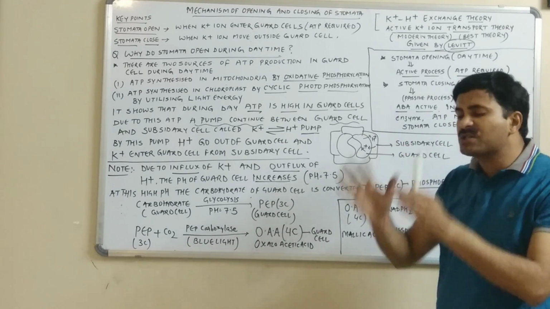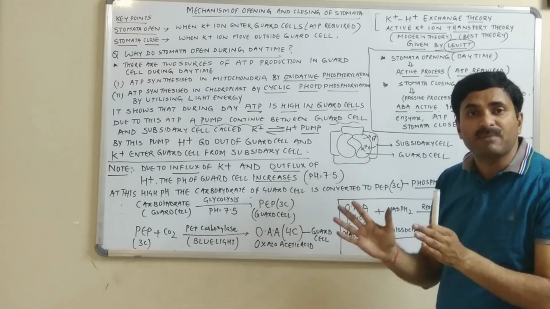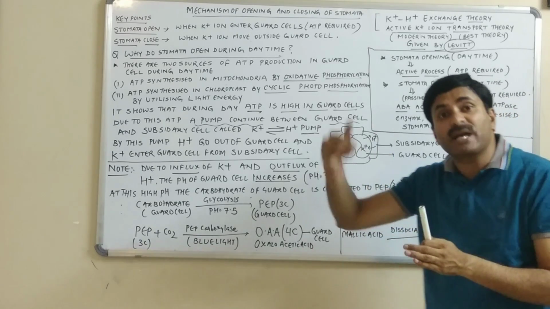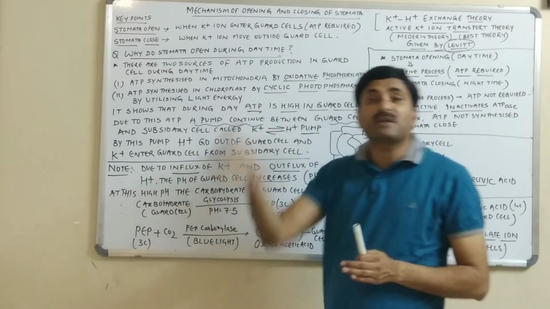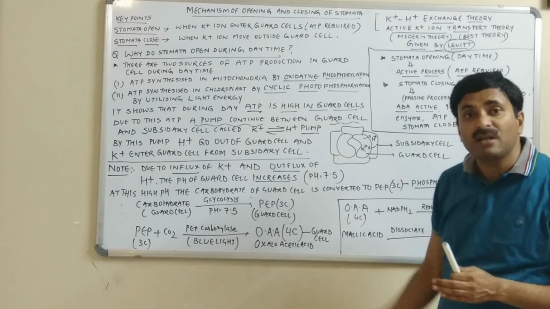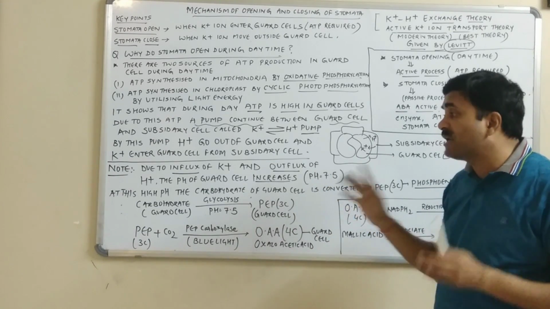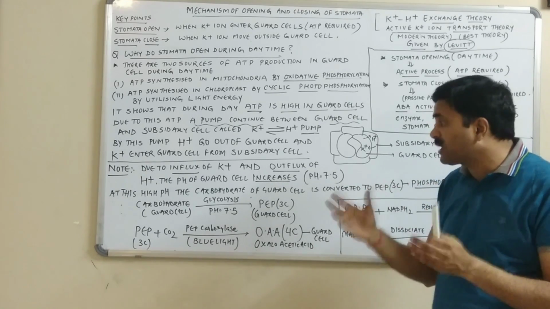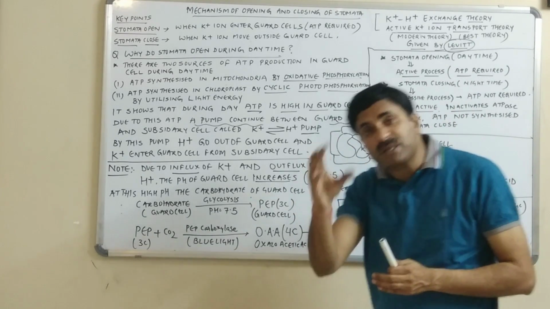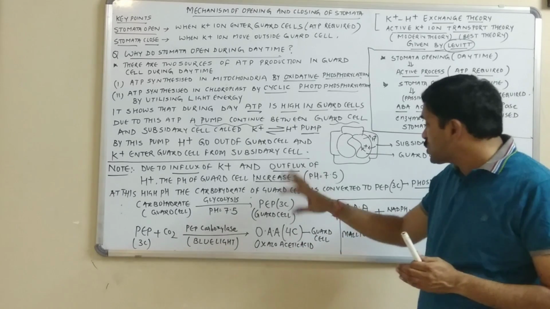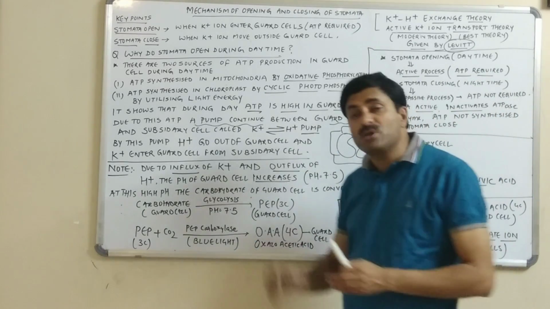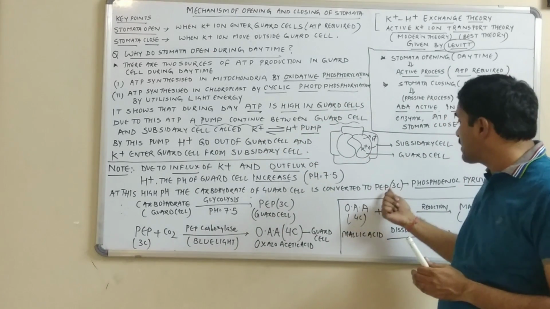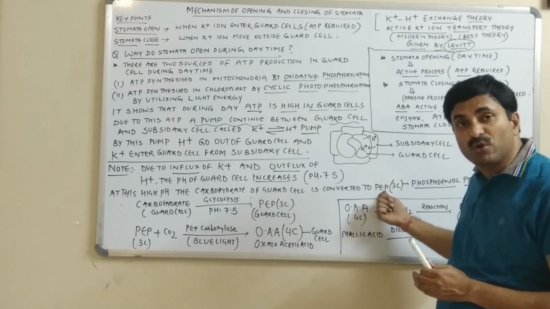This question is asked in many exams many times, that what happens when H plus ion go out of the guard cell and K plus ion enters the guard cell. So what will happen? Always the pH will increase, and at this high pH, at this 7.5 pH, the carbohydrate present in the guard cell is soon converted into a 3-carbon compound, and that 3-carbon compound is known as the PEP, which is also called the phosphoenol pyruvic acid.